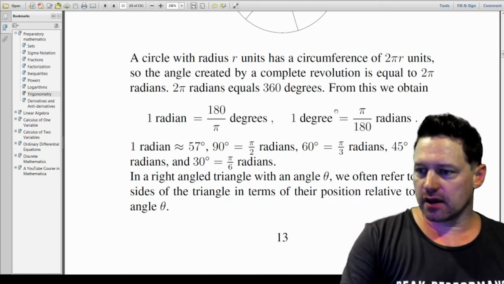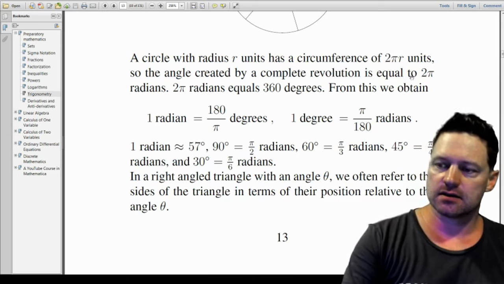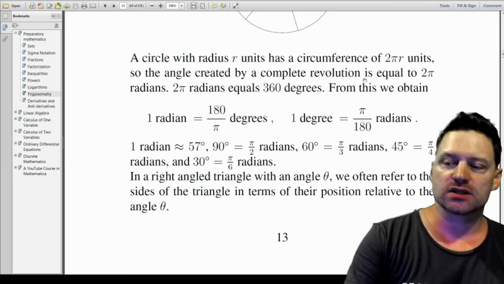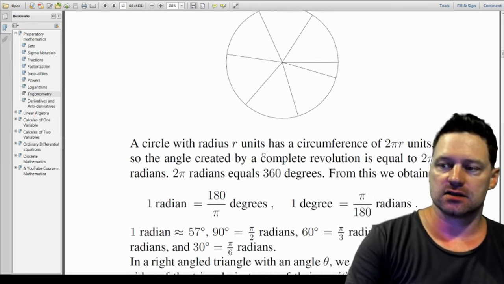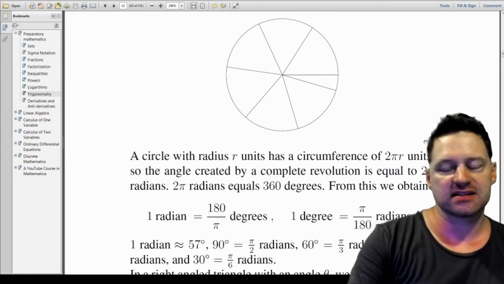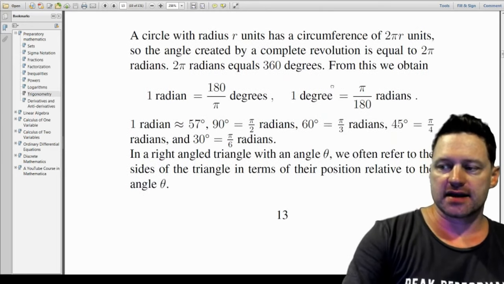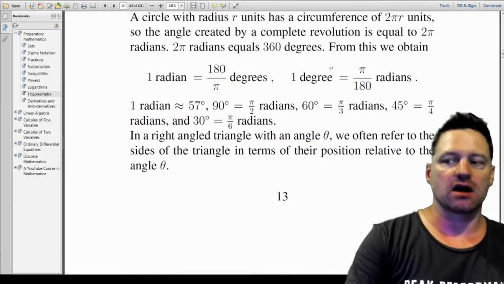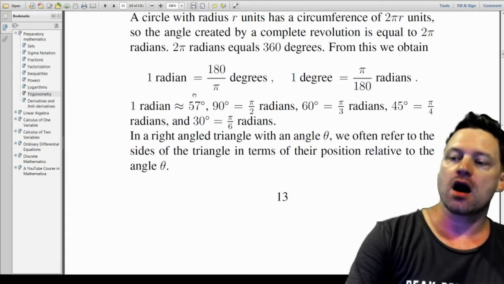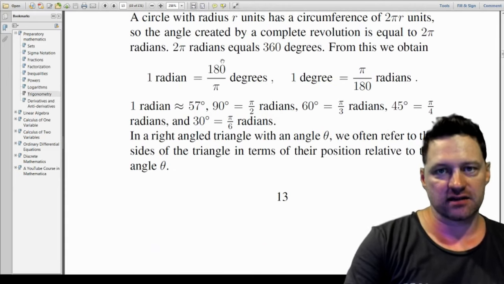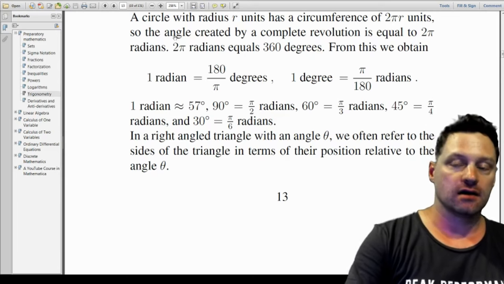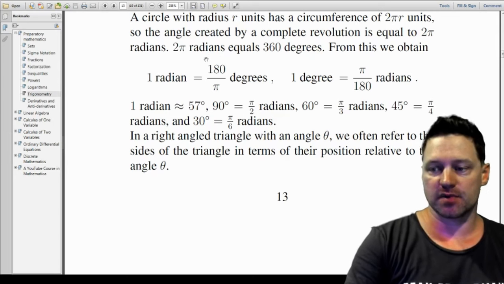Okay, where were we? 2 pi r units. The angle created by a complete revolution is equal to 2 pi radians, just as we have. This is 2 pi radians all the way around, and you might know this as 360 degrees. So what we'll look at first is the conversion of radians to degrees. How do you do that? Well, 1 radian is 180 degrees divided by pi. You might think of these as units canceling when you set up your calculation.